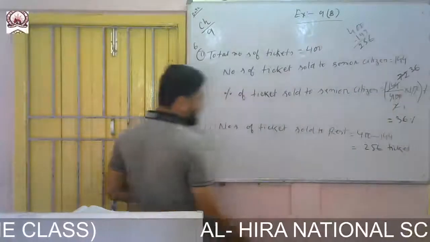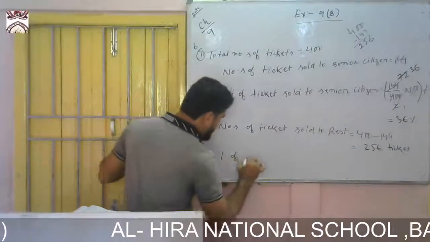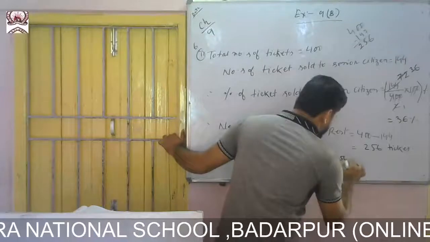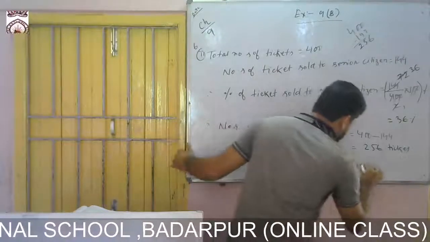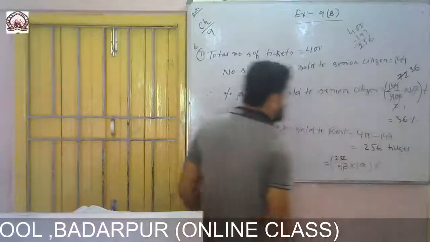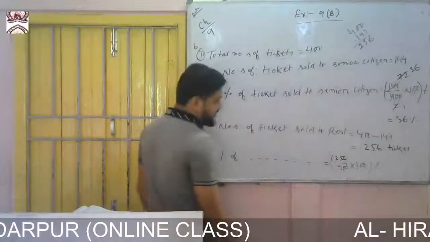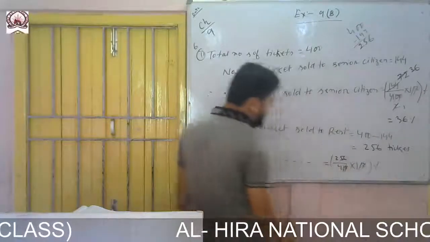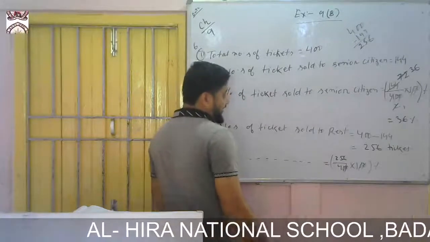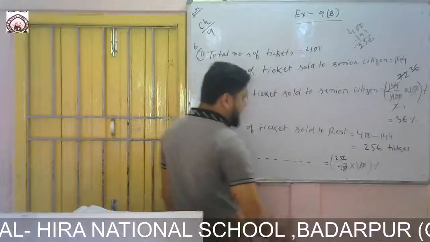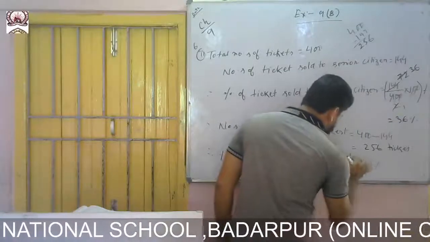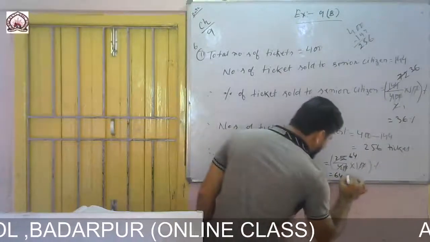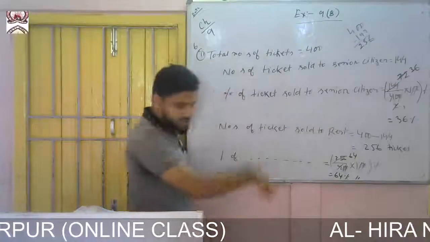Now the percentage of tickets sold to the rest will be 256 by 400 into 100%. Now you cancel it. You can cancel the zeros. 4 5s are 20, 4 6s are 24, remaining 16, 4 4s are 16. So it is 64%. That is the answer: 64%.